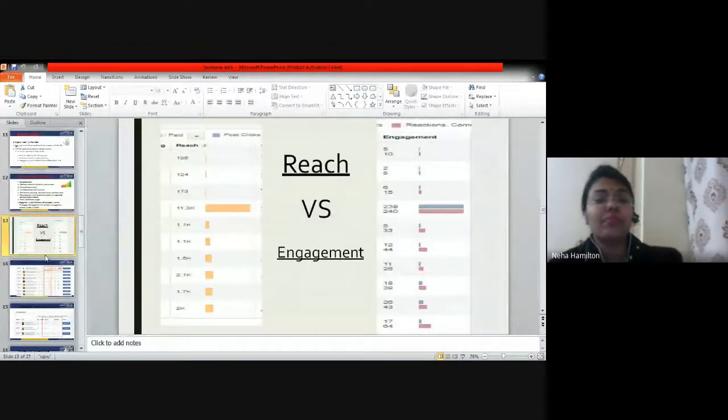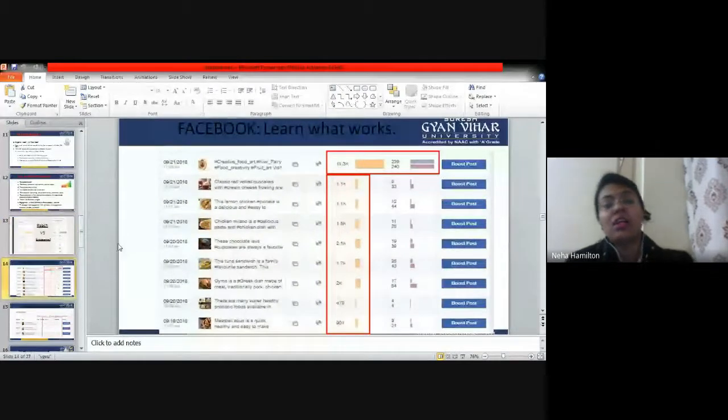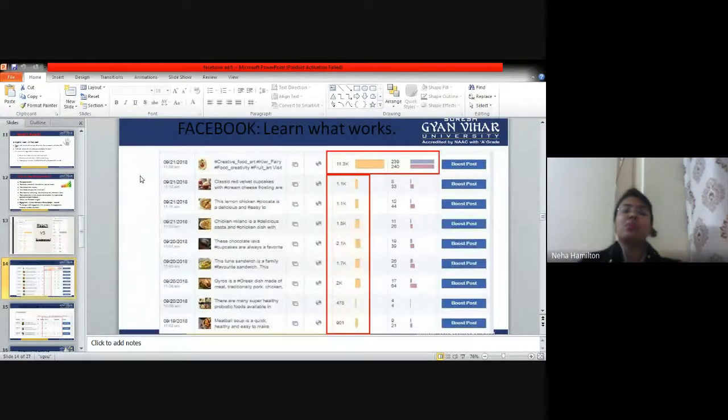Okay, next thing is, yes, this is what I was telling you about. Learn what works. So this is a snapshot of again Facebook Analytics. What is Facebook Analytics? Once you use the paid platform of a Facebook ad campaign, Facebook gives you the total analytical data.